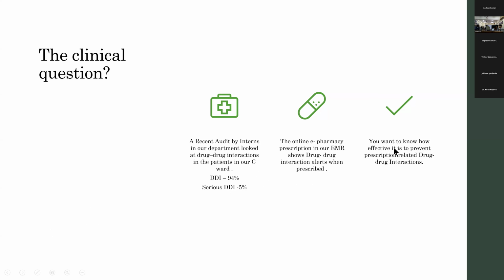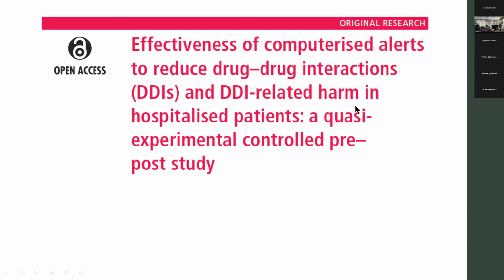Now we want to know how effective is a drug-to-drug interaction alert while prescribing. Does it reduce severe drug-to-drug interactions? To answer this question, we will be looking at the effectiveness of a comprised alert. We look at both clinically significant interactions and drug-to-drug interaction related harm. So this is a quasi-experimental control pre-post study design.